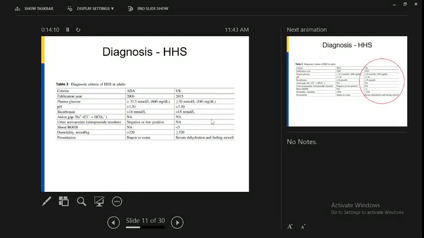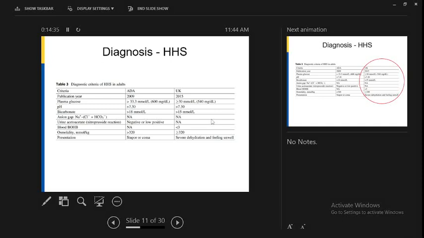Then the other one, the hyperglycemic hyperosmolar state. In that one also we will go with the UK guideline, and the demarcating feature is that there is no ketosis, so the blood beta hydroxybutyrate level is less than 3, and pH is more than 7.3, so there is no acidosis, and bicarbonate is more than 15, so there is no acidosis.